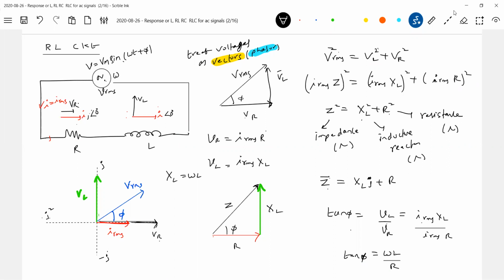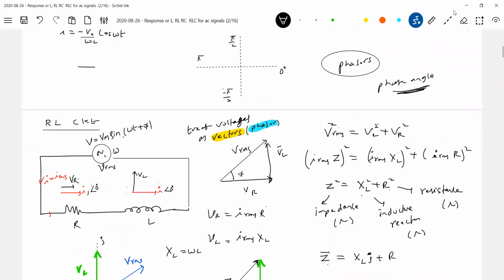Omega depends on the source, so I'll write it nearby. By varying the frequency of the source, can I control the flow of current? Yes. This is what the electrical engineer wants. Till now, you go back to the DC circuit. In a DC circuit, what did we do to vary the current?